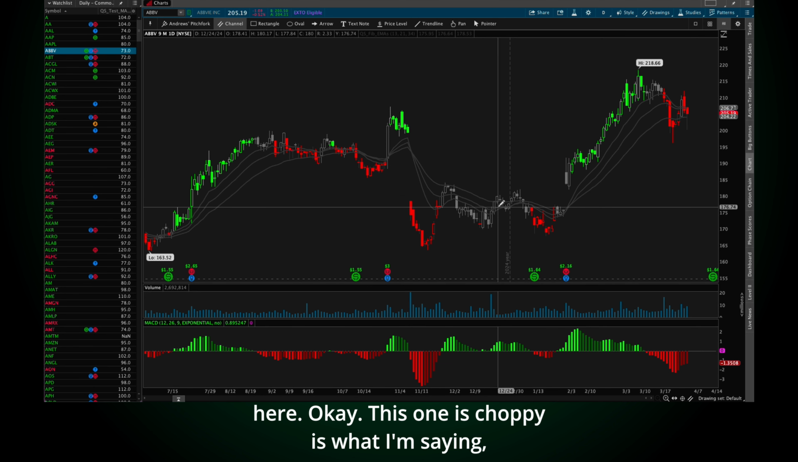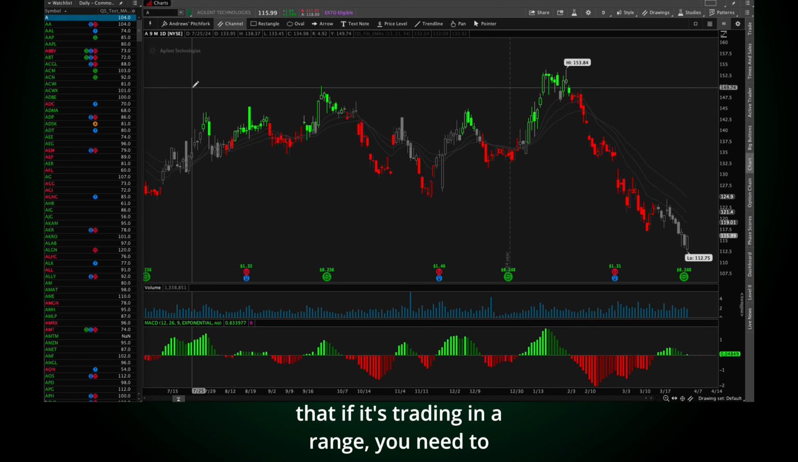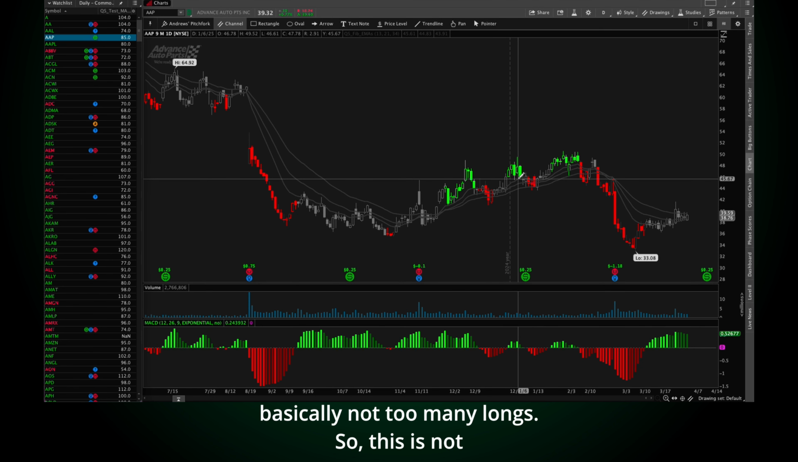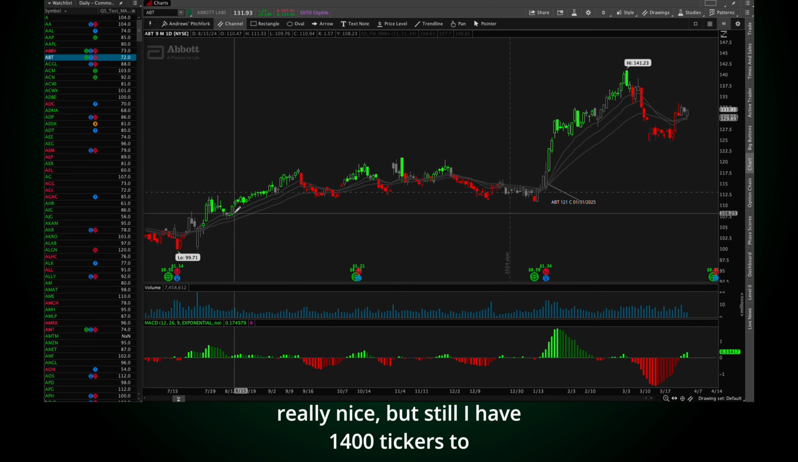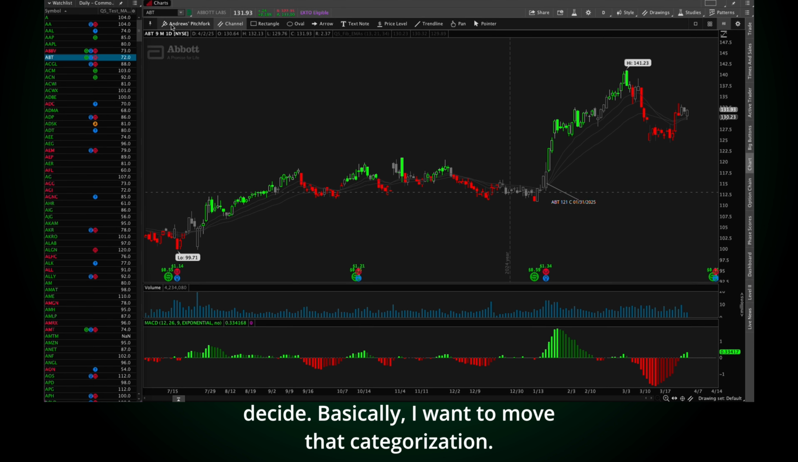No decision here, okay? This one is choppy, is what I'm saying. If it's trading in a range, you need to avoid it. This is more for short, stay away, basically not too many longs. So this is not good. But again, I still have the colors, really nice. But still I have 1400 tickers to decide. Basically, I want to move that categorization.